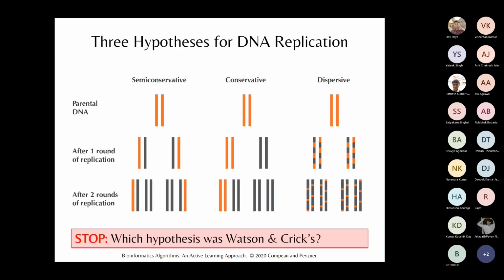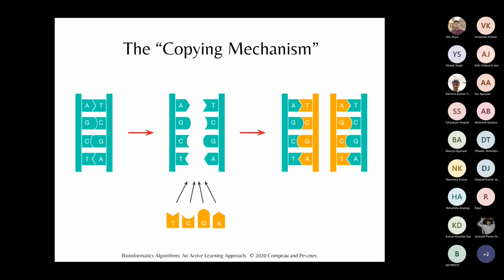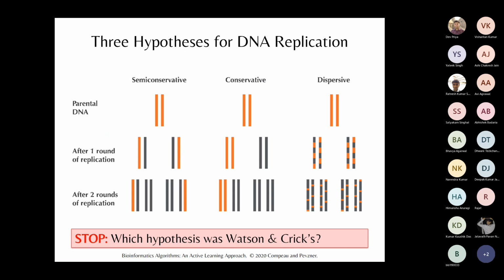Now, there was a very interesting experiment that was done. But before I talk about the experiment, there were some hypotheses as to how this copying was happening. There are three proposed mechanisms. One proposed mechanism is that the copying is semi-conservative. That basically means that after one round of replication, the two double-stranded DNAs that will be made are going to contain one copy each of the original parental DNA molecule.